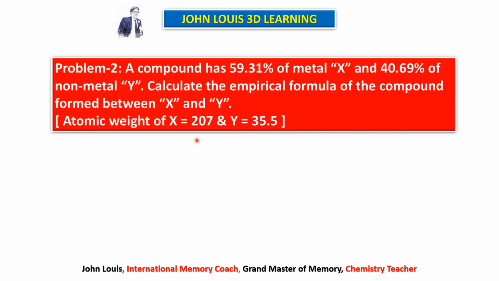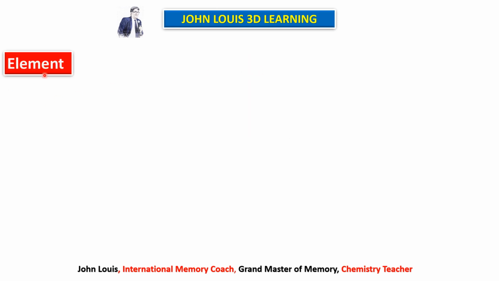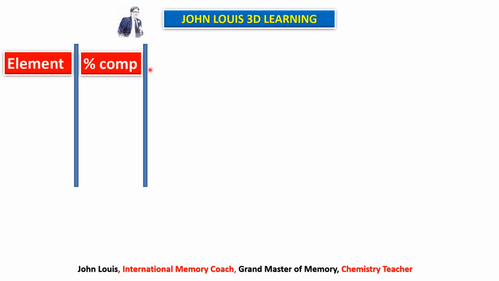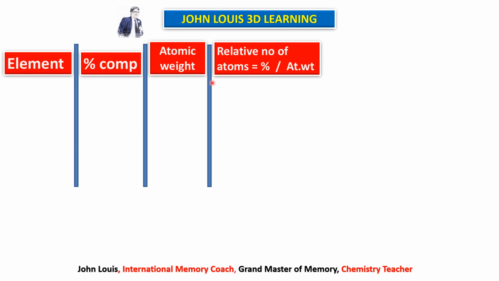Now let us see what the methodology is to find out the empirical formula from the percentages given. First, the elements: what are the elements given, then what are the percentages of those elements we need to know, and third, we should know the atomic weights of the elements, and fourth, we have to find out the relative number of atoms. That means we have to find the ratio of percentage composition to atomic weight. Percentage should be taken in the numerator and atomic weight in the denominator, and we have to find the ratio. That is the relative number of atoms.